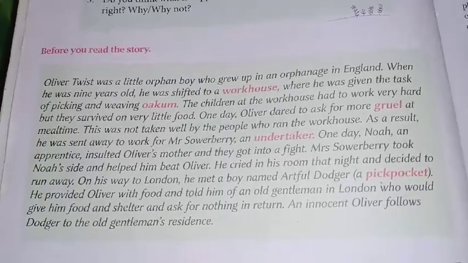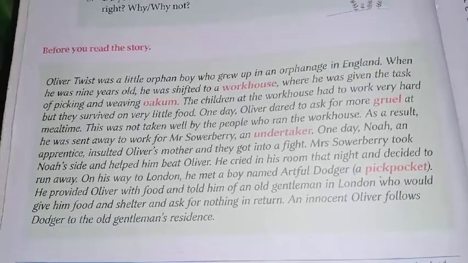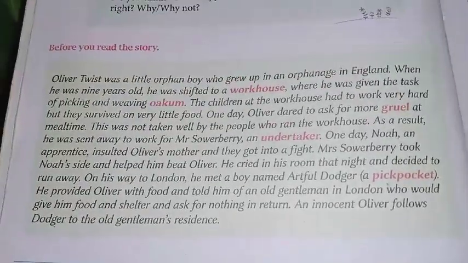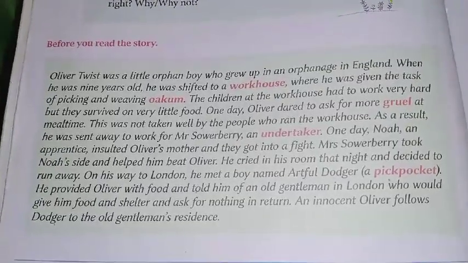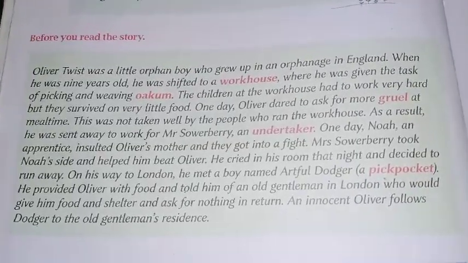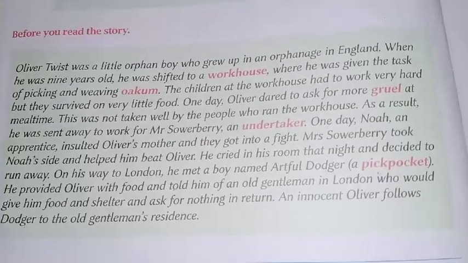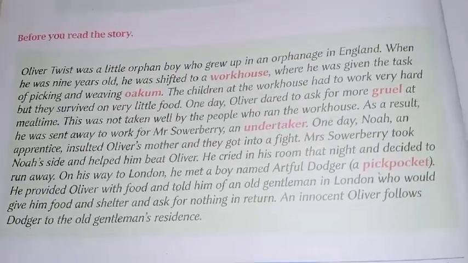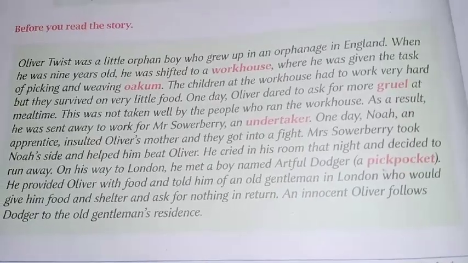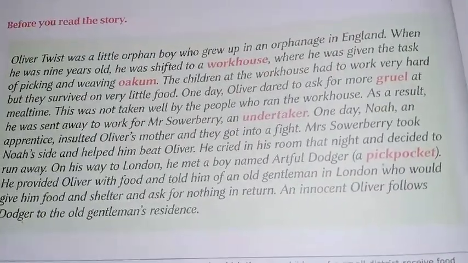As a result, he was sent away to work for Mr. Sawberry, an undertaker. Undertaker means a person who makes arrangements for funerals. Funerals, you all know, is a ceremony where the body is buried or burned. Okay. So, one day, an apprentice insulted Oliver's mother and they got into a fight. Mrs. Sawberry took Noah's side and helped him beat Oliver. So what happened then? He cried in his room that night and decided to run away.